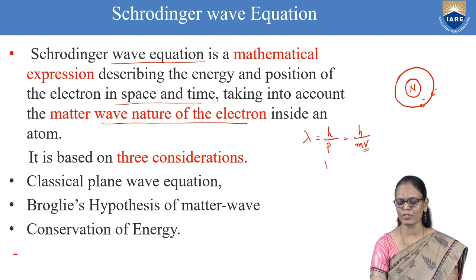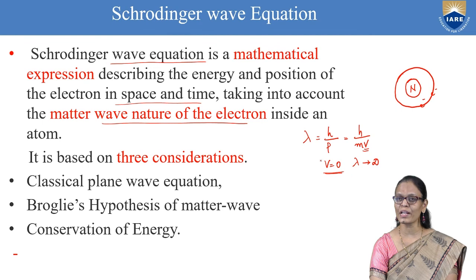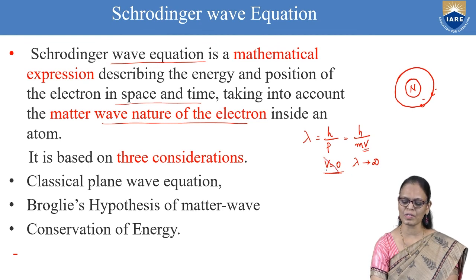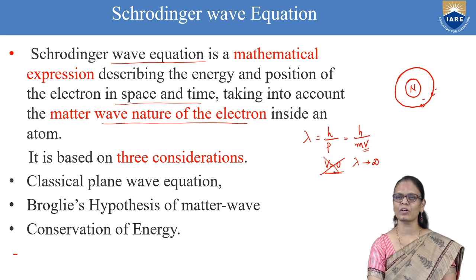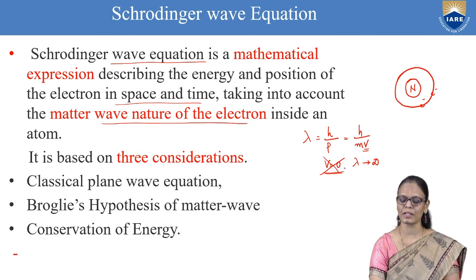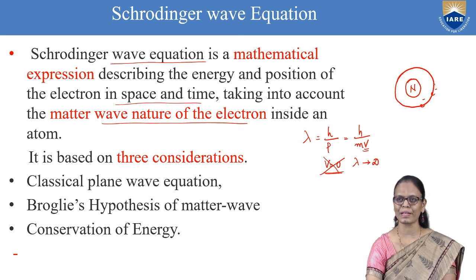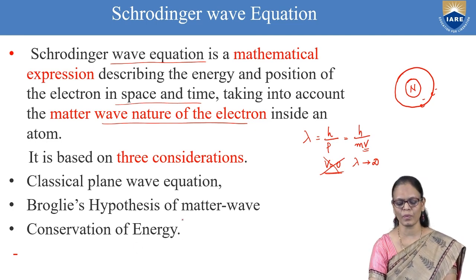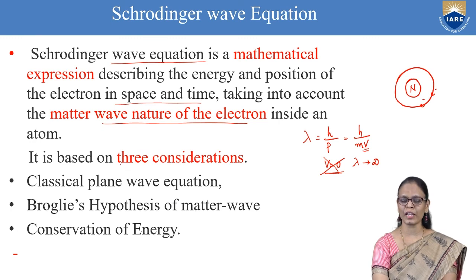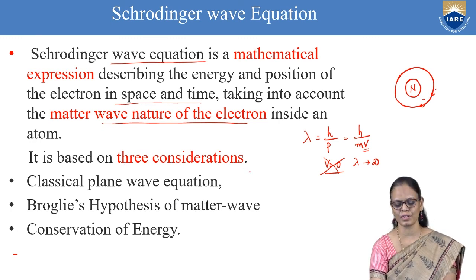If the velocity of the particle is zero, lambda becomes infinite, which is not possible. So for only moving particles, if v is equal to 0, it will not exhibit wave nature. So what we are talking about here is moving particles. Now, because these electrons are moving in their orbits, they exhibit wave nature. And to derive the Schrodinger wave equation, he made three basic considerations.